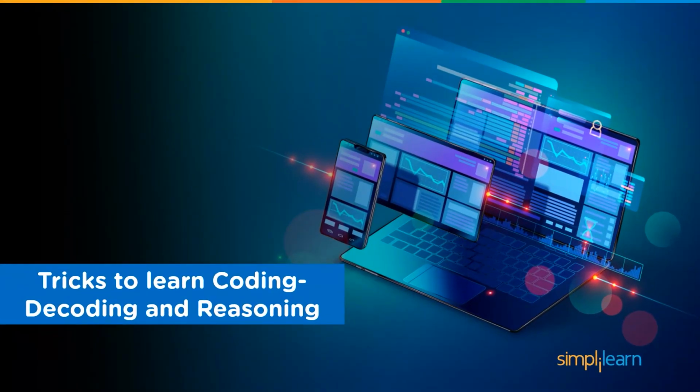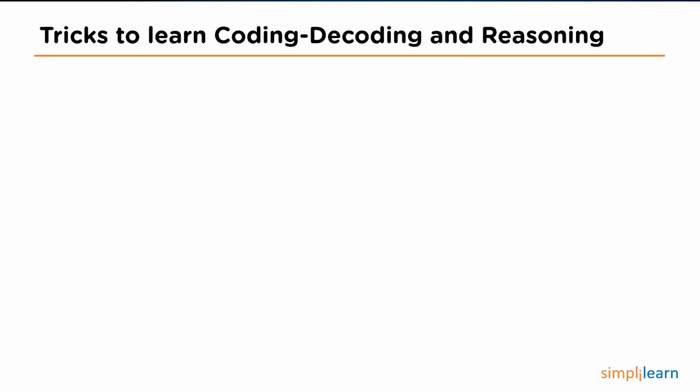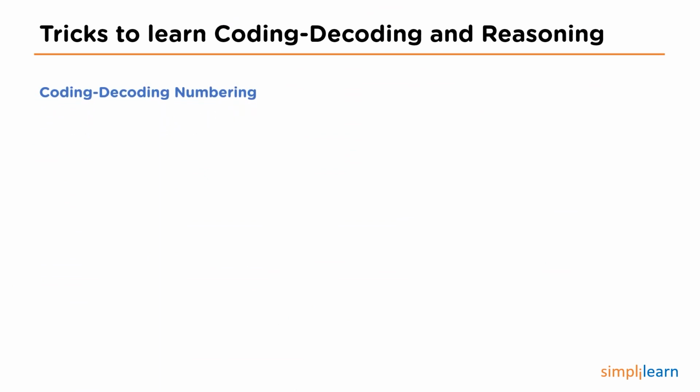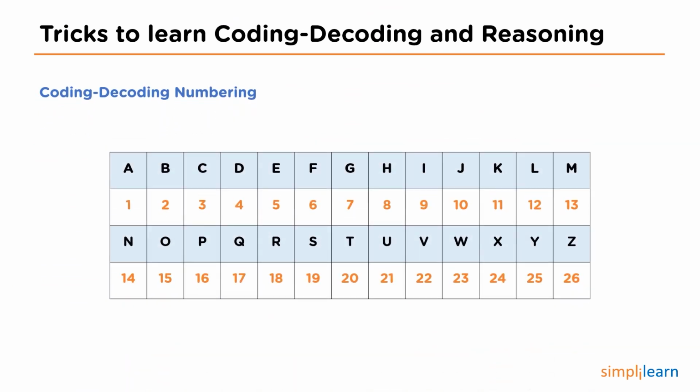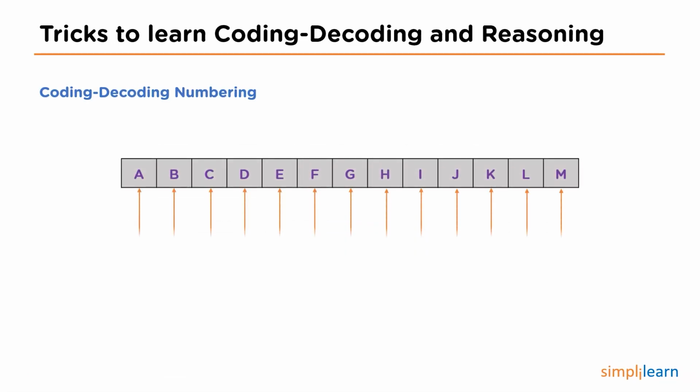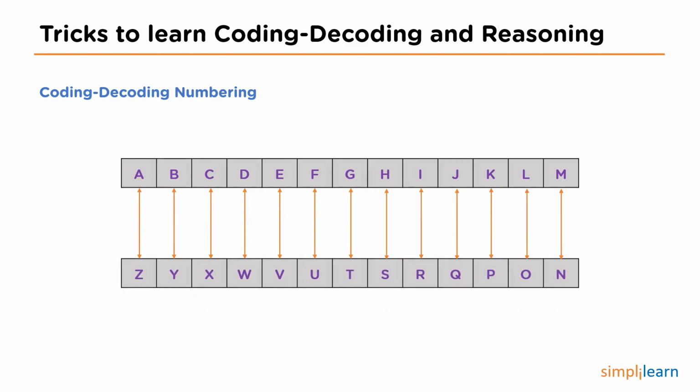Now, let's learn some tips and tricks of coding, decoding and reasoning with the help of examples. Now, let's dive deep into these tricks. First, let's have a look at coding, decoding numbers. In coding, decoding, every alphabet is specified with a number, starting with A as 1 to Z as 26. These are the numbers for the alphabet. Sometimes the numbers are also specified in reverse order, with A assigned Z. This is how we assign numbers to alphabets to execute coding, decoding operations.